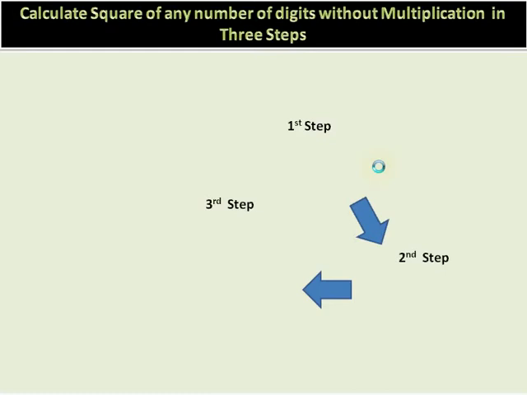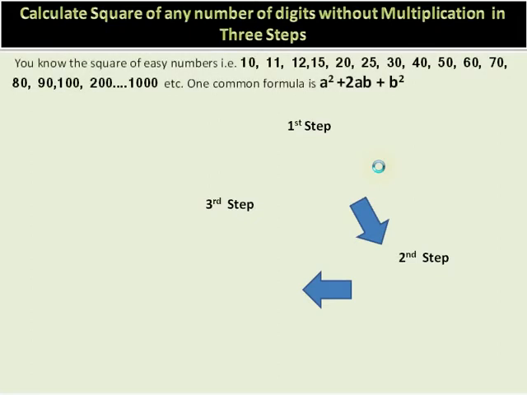You can easily calculate square without multiplying it, provided you know the square of some easy numbers, and afterward you only need to do sum or subtract. Now you all know the squares of the numbers: 10, 11, 12, 15, 20, 25, 30, 40, 50, 60, 70, 80, 90, 100, 200, 1000 or around.